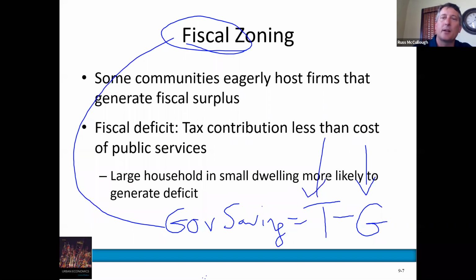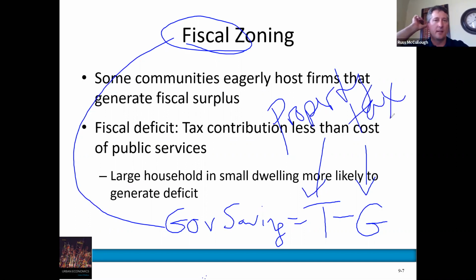The type of taxes that are used typically are property taxes. There can be money that comes in from the state from various means, but that is how we're going to generate most of our tax revenue for the city, through property tax. That means we need to be sensitive to how much tax new development is going to produce. A fiscal deficit would be a tax contribution less than the cost of the public services. So if you have a large household in a small dwelling, you're more likely to generate a deficit.